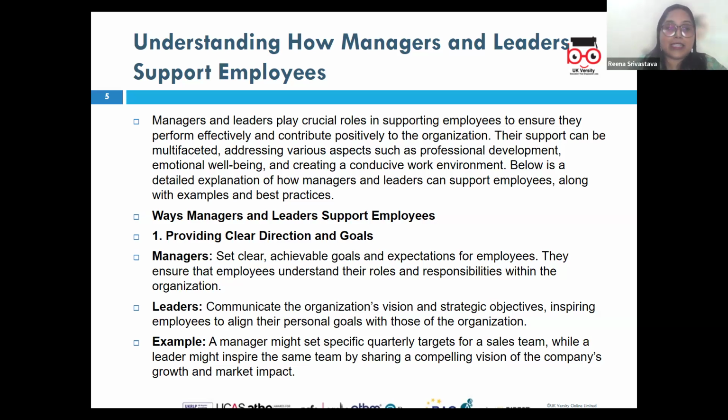Now, for example, maybe a leader may sponsor your participation in an industry conference, whereas a manager will focus on mentoring the team member to develop their leadership skills. Together, these efforts not only provide direction and support, but overall, they are responsible for creating a culture of growth and recognition.